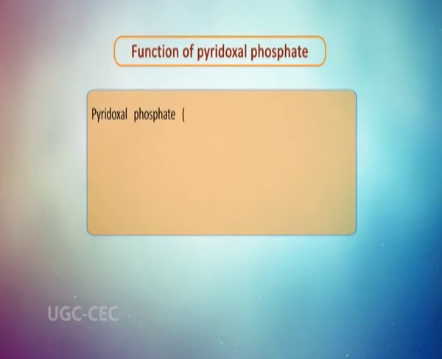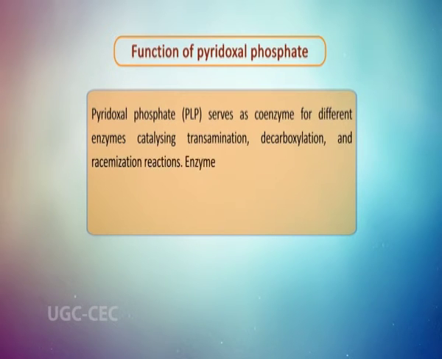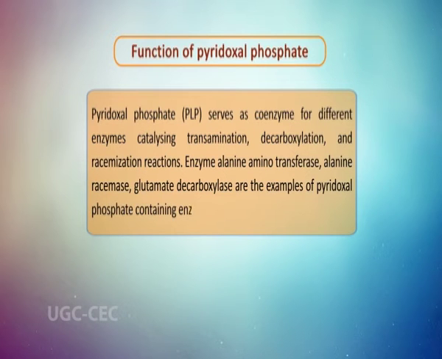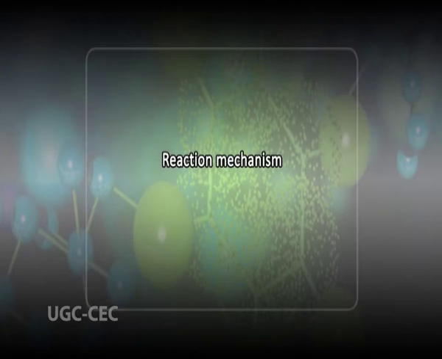Pyridoxal phosphate serves as a coenzyme for different enzymes catalyzing transamination, decarboxylation, and racemization reactions. Enzymes alanine aminotransferase, alanine racemase, and glutamate decarboxylase are examples of pyridoxal phosphate containing enzymes. Then, the reaction mechanism.